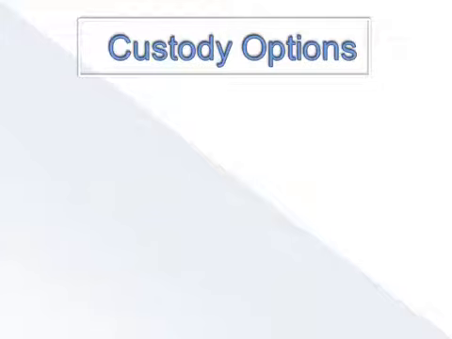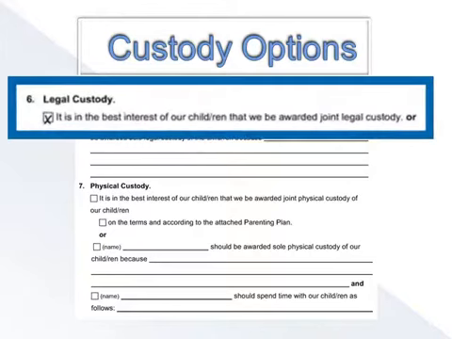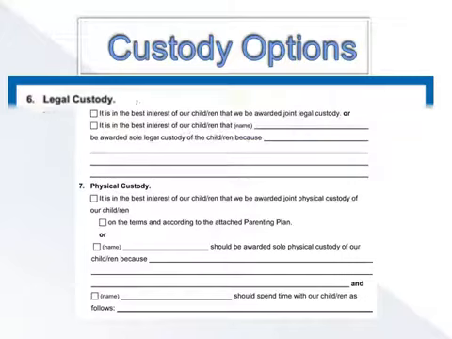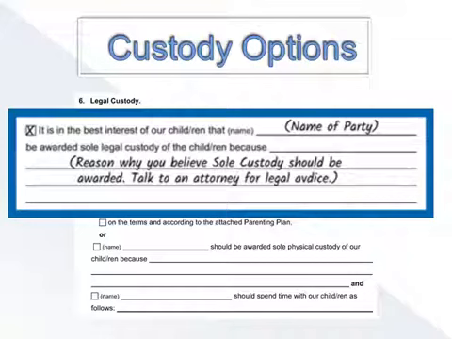Let's take a look at the actual petition. Now is a good time to pause this video, grab your petition, and turn to the paragraphs that address custody. It will look like this. First, you will choose the option you want regarding legal custody. Option 1 is to award joint legal custody to both parties. The second option given is to ask that one party be awarded sole custody and then to state your reasons why.